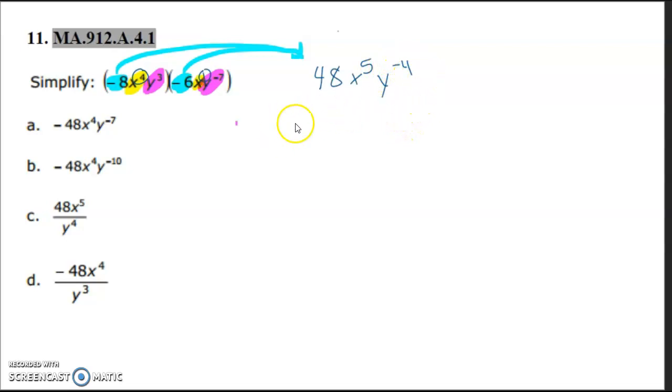Now, we're really close. However, they do not want a negative exponent. So now we're going to go ahead and switch back to our exponent rules. And how you get rid of a negative exponent is you just put it at the bottom of the fraction and it changes. So we're going to leave 48, x to the fifth at the top. And then this y to the fourth comes down here. And now this 4 will magically turn to a positive 4 because it's on the other side of the denominator. So your answer for number 11 would be C.